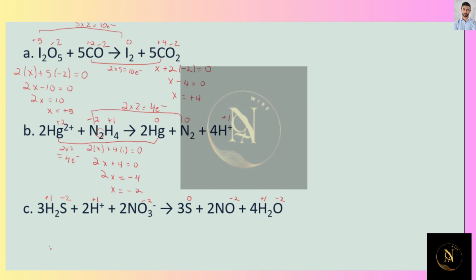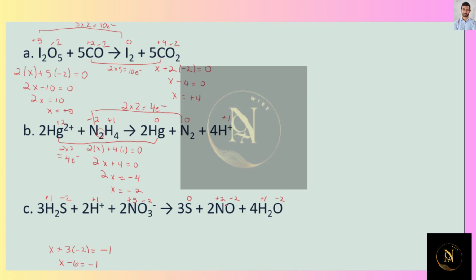So I have x plus 3 times -2 equals, now in this case there is a charge, it's -1, so it's going to equal the charge. So I have x minus 6 equals -1, x equals +5. So my oxidation number here is +5 on this nitrogen. Over here, oxygen is -2, there's 1 oxygen and 1 nitrogen, so nitrogen must be +2 in this case.